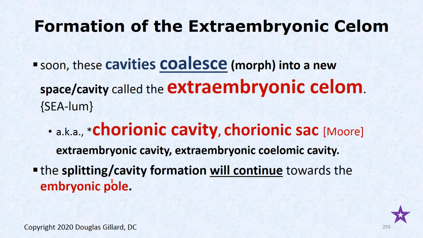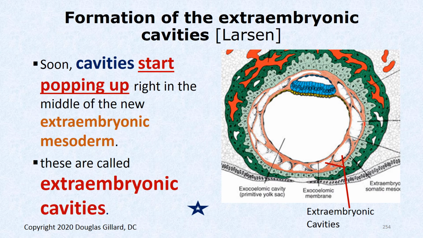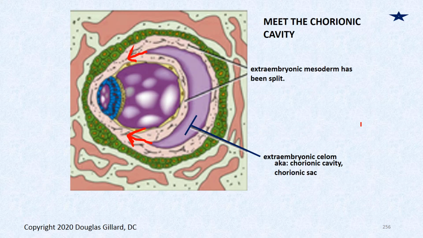And it's also just created two new tissues, right? Let's take a look at it more formed. It's created two new tissues for us. It split that mesoderm in half. So we got a new tissue here, and we got a new tissue here, and it's going to keep splitting all the way around. So not only did we create a cavity, we've created two new tissue layers.